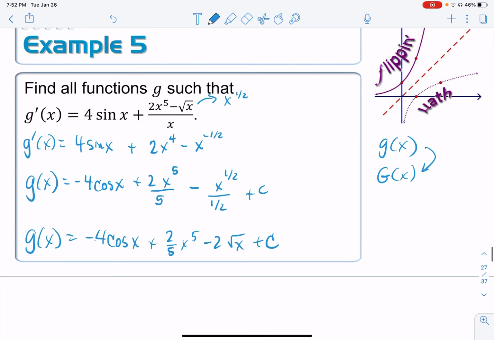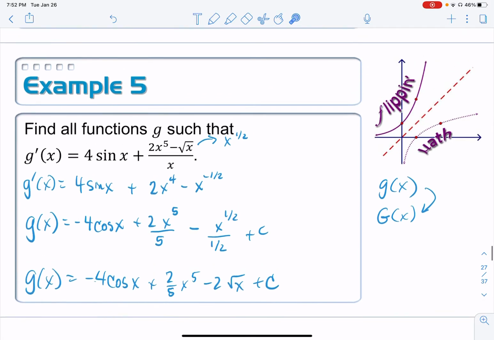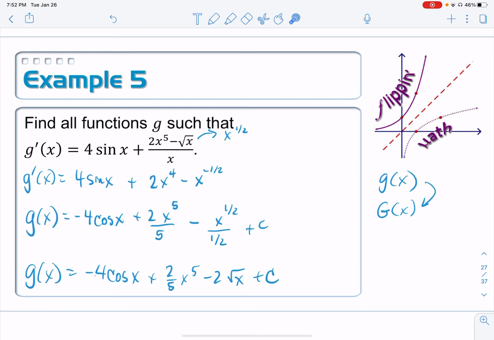So notice that when we solved this differential equation, when we found its antiderivative, we actually found an infinite number of solutions. This plus c, in this particular instance, does translate this function up and down, and I have no idea what the original function was without an additional piece of information called an initial value.